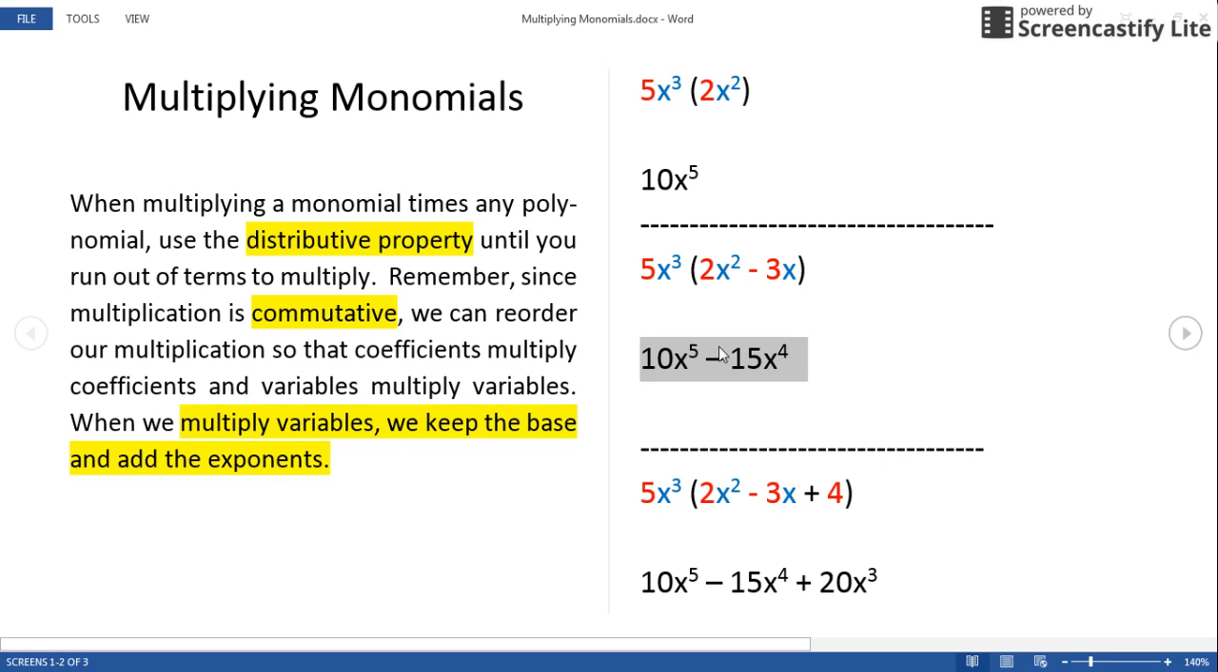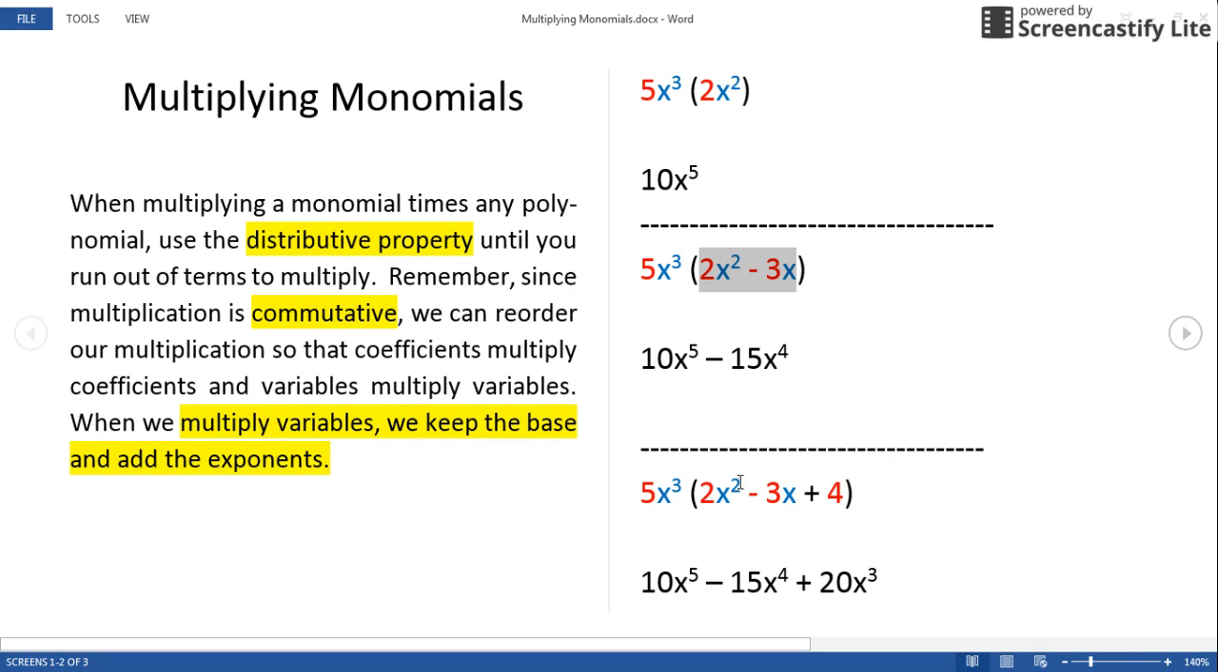Notice that we cannot combine these by subtraction because they are not like terms. We have an x to the fifth and we have an x to the fourth. That was true in the original problem as well. These things cannot be combined because here is an x squared and this part is just an x.